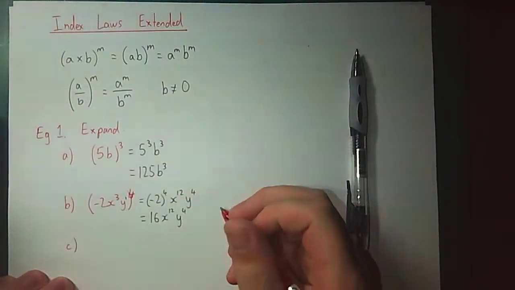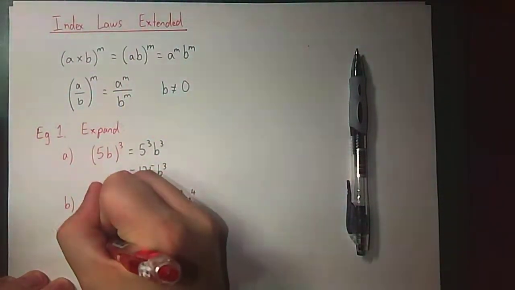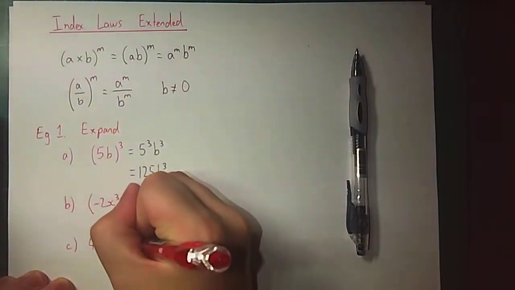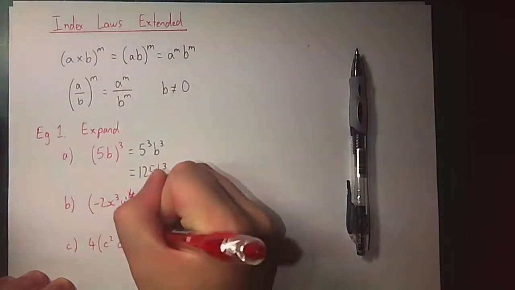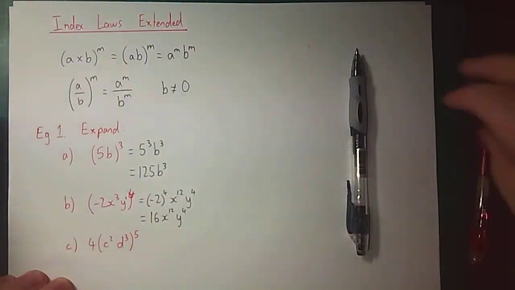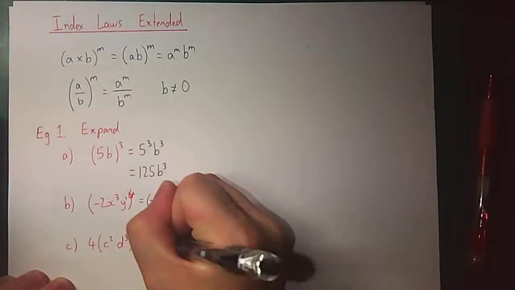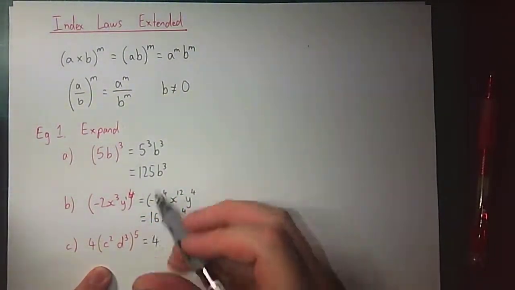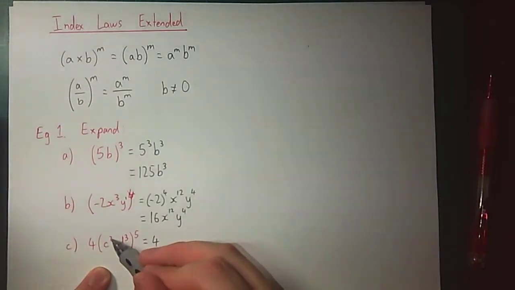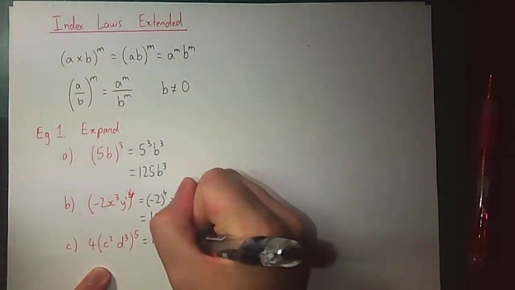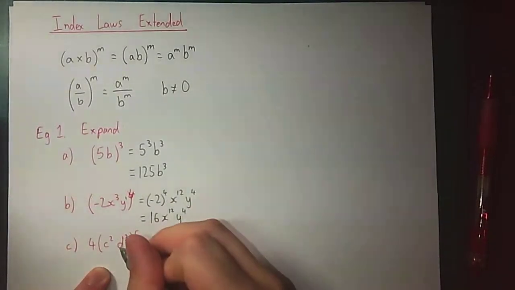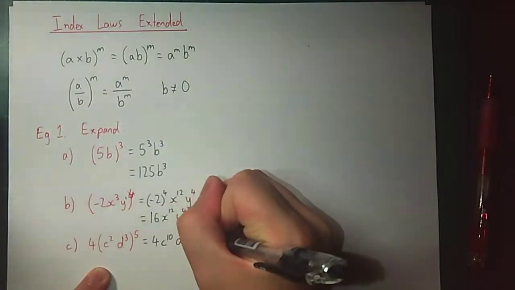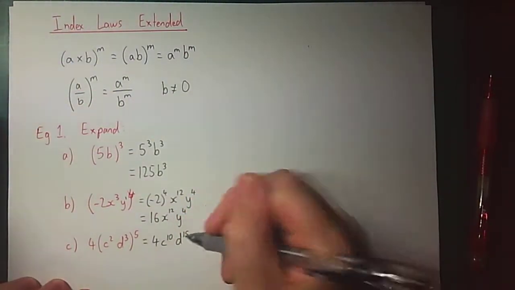The last example we're going to do for this part is if we have something like this, 4 outside of c squared, d to the power of 3, all to the power of 5. Now in a situation like this, that 4, because it's not in these brackets, it stays there, it stays the same. But we have to do exactly what we did up here. So we've got c squared and 2 times 5, so that's going to be c to the power of 10, and then d to the power of 3, 3 times 5 is d to the power of 15. And that's our final answer there.